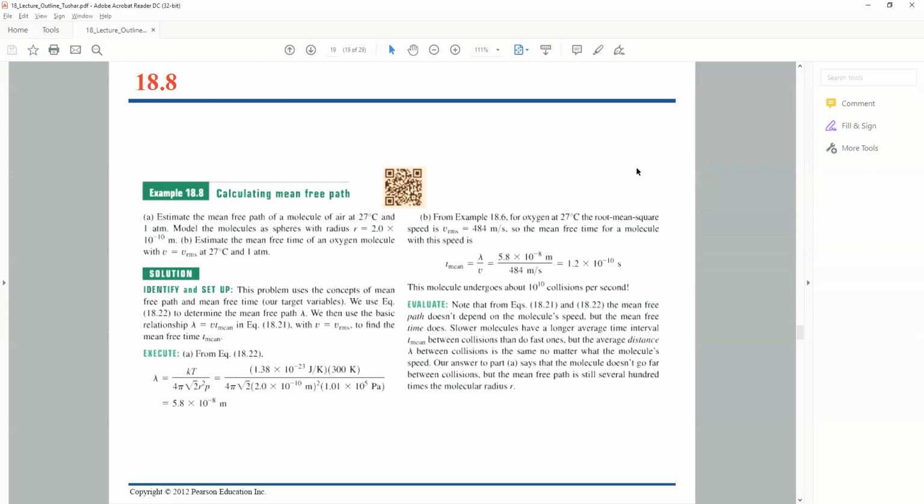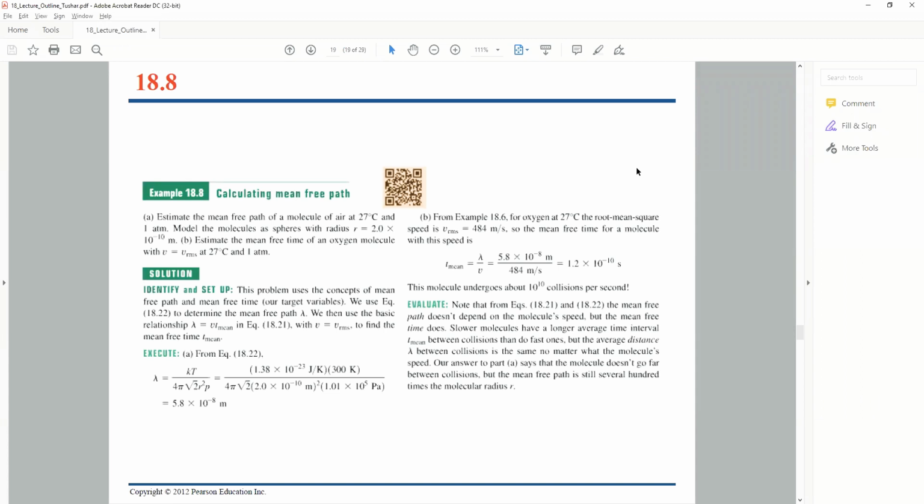So first, estimate the mean free path of a molecule of air at 27 degrees Celsius and 1 atm. Model the molecules as spheres with the radius equal to 2 times 10 raised to negative 10 meter. And then estimate the mean free time of an oxygen molecule with speed equal to the RMS speed at 27 degrees Celsius and 1 atm. So let's find the mean free path first.